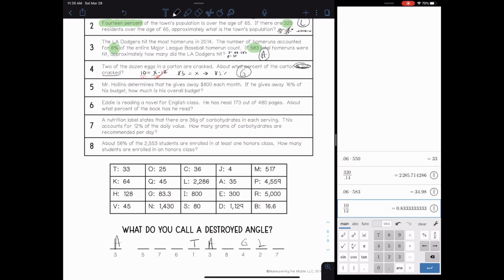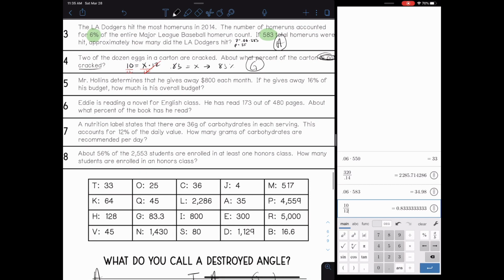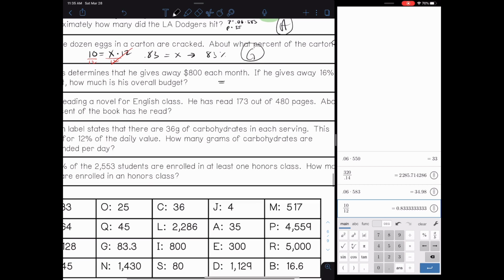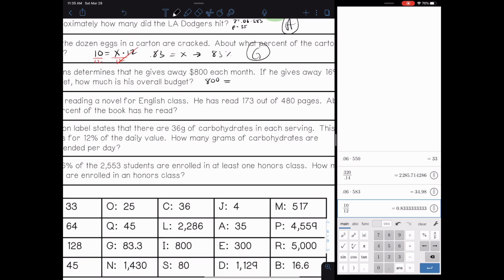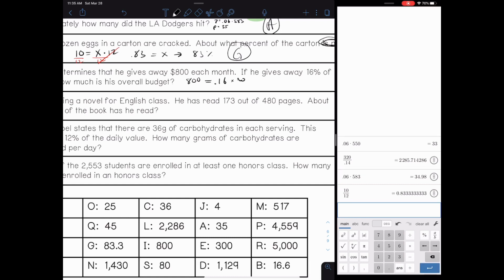All right. Number 5, Mr. Hollins determines that he gives away $800 each month. If he gives away 16% of his budget, what is his overall budget? So part equals percent times whole. What is the part? Well, he gives away 800 out of his total. Part equals percent, 16%. How do you write that as a decimal? 0.16 times the whole. What's the whole? Well, that's what we're looking for. An unknown value. All right. Divide both sides by 0.16 to isolate W.